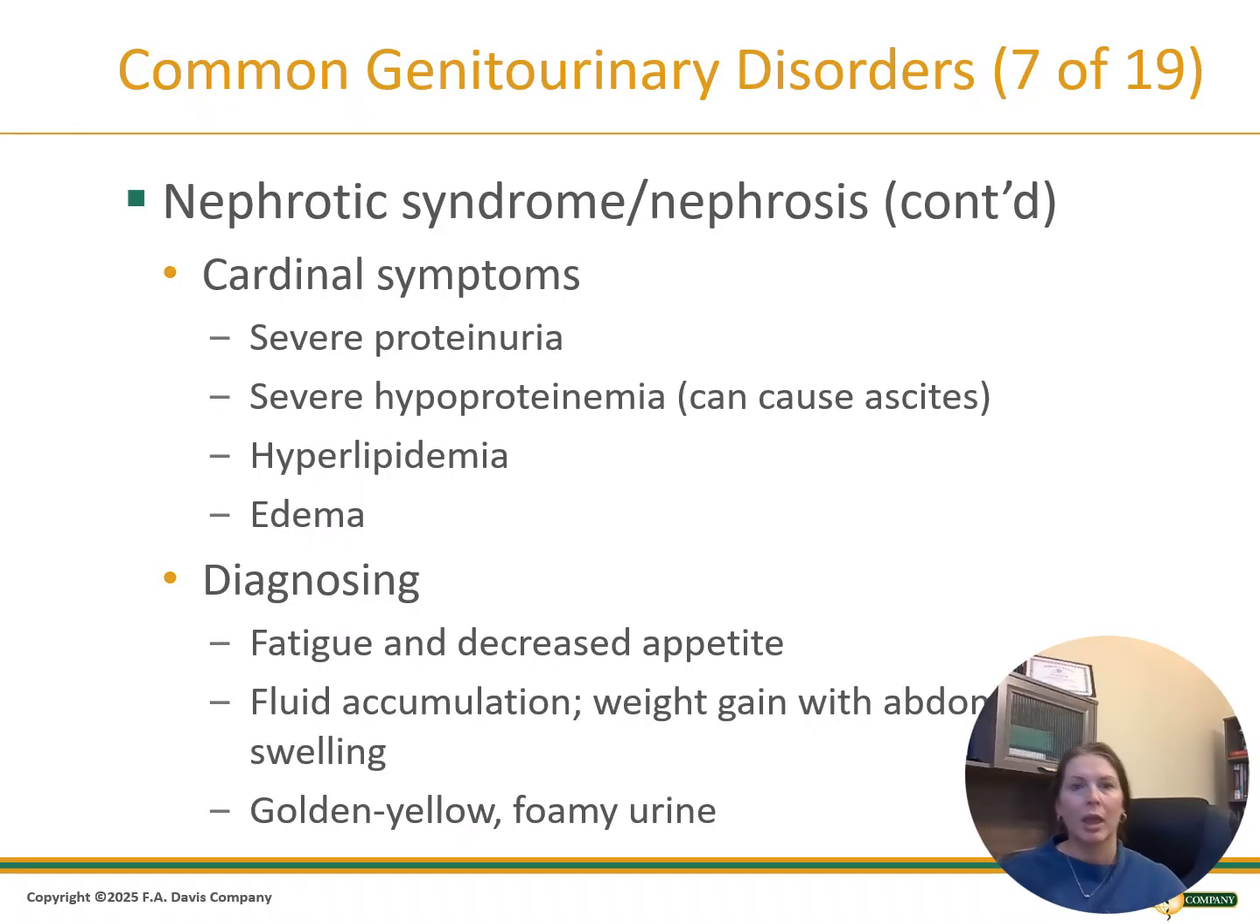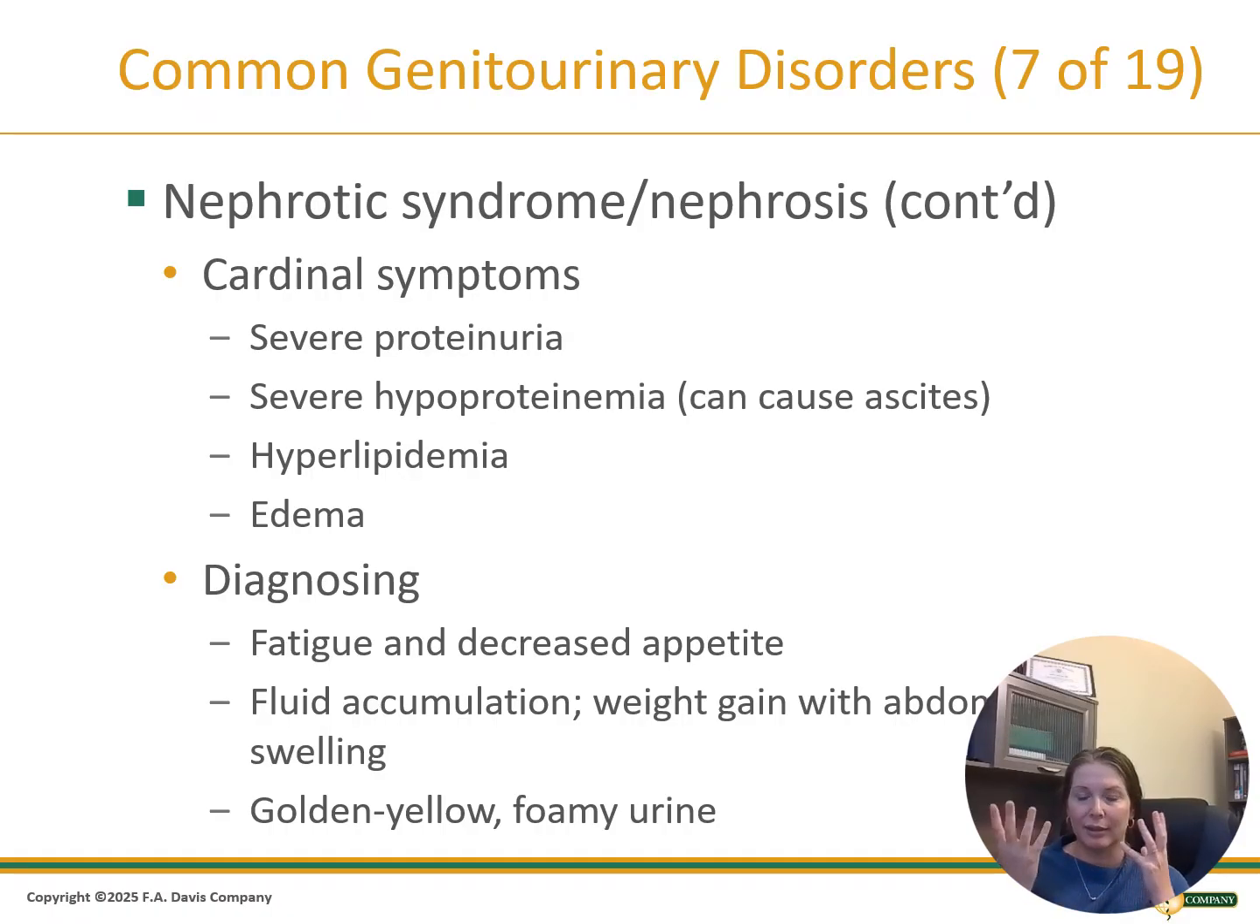Okay, so I want you to know your cardinal symptoms. We are going to have severe proteinuria, our hypoproteinemia, I can't say that one. That's going to do with our albumin. Hyperlipidemia and edema, it is usually periorbital edema, wink, wink, okay? Diagnosing with this, the most common thing that people notice is that you have really foamy urine.